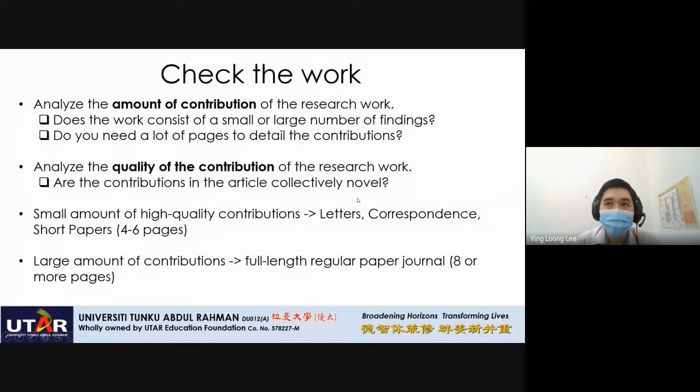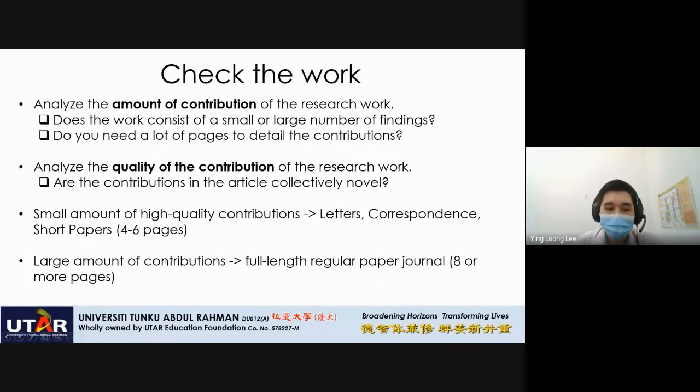However, if your work has a large amount of contribution, sometimes each contribution is not very significant, but you have a lot of contributions that make the paper collectively novel. That means you increase the quantity of the contribution so that you make up the novelty. In this kind of situation, you can consider a full-length regular paper journal, with lots of pages.